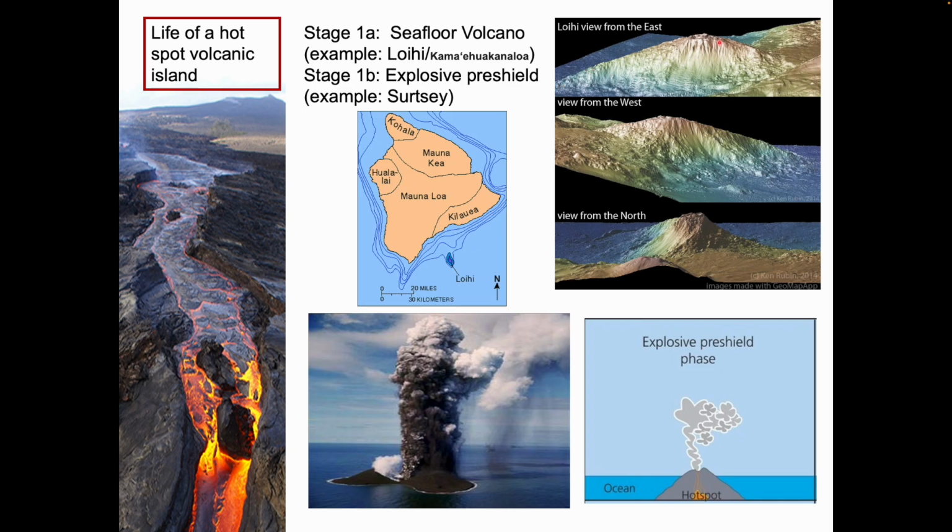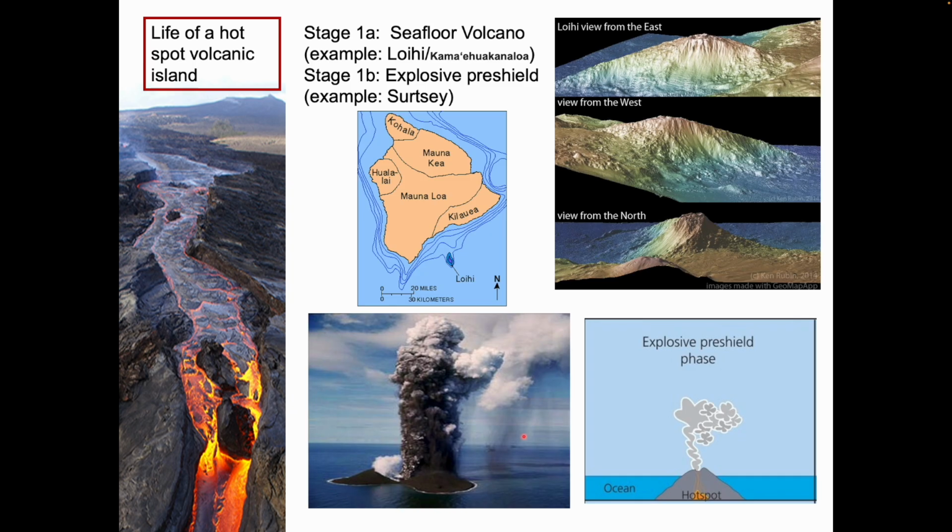Eventually, Kamaehuakanaloa will reach the surface and do what's called the explosive pre-shield phase. So you have this volcano extending all the way upwards from the ocean floor, and when you reach the surface, you basically have no water pressure. So you end up with these huge explosions of lava and steam. During these eruptive phases, you get the construction of small islands, which will sometimes get blasted away by these huge steam explosions and then will reform later.